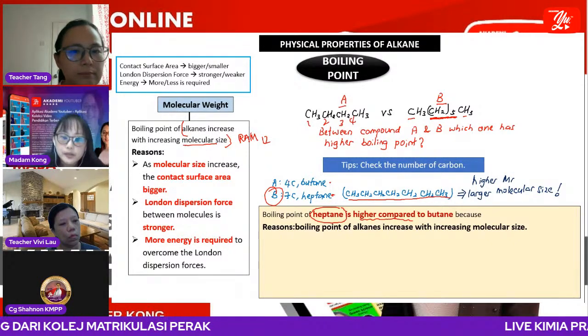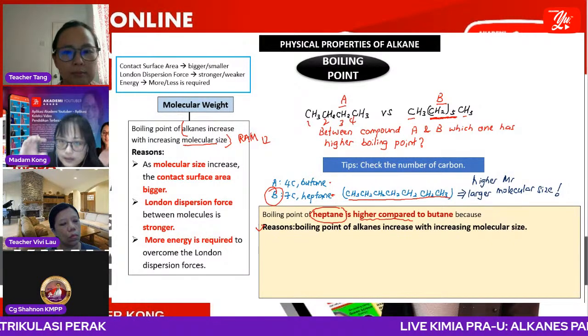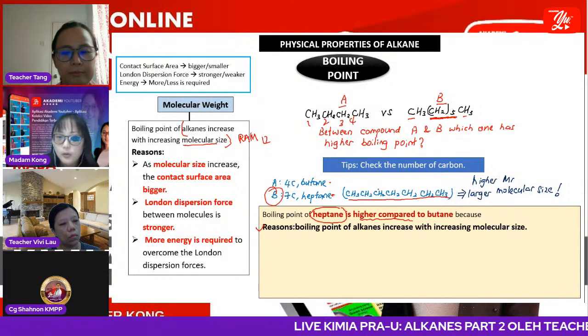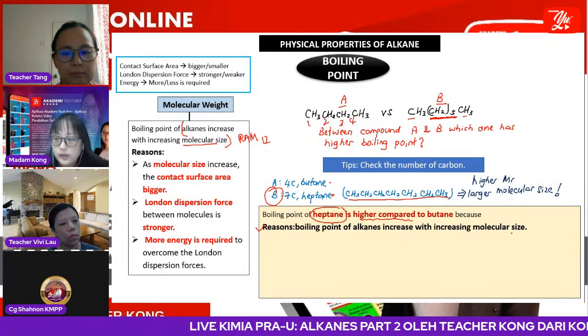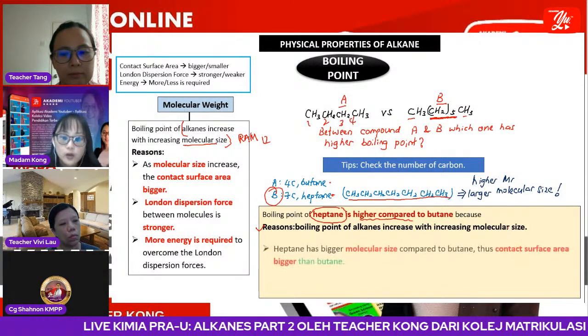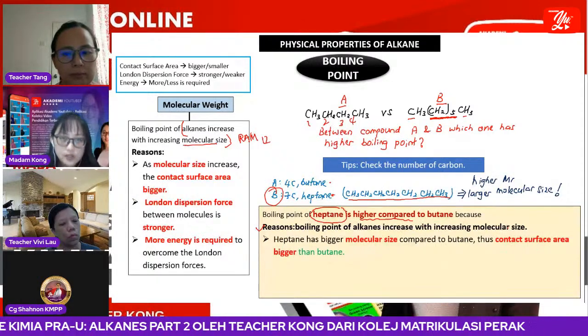You can give a general explanation at the starting point. Yeah, no problem for you. Answer: the boiling point of alkane increases with increasing molecular size. After that, next, you have to explain based on the question.